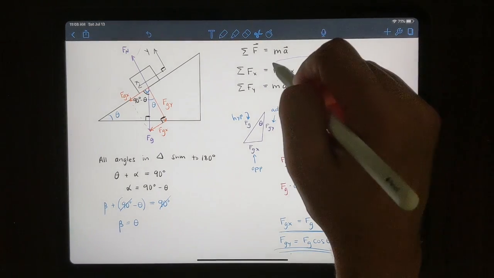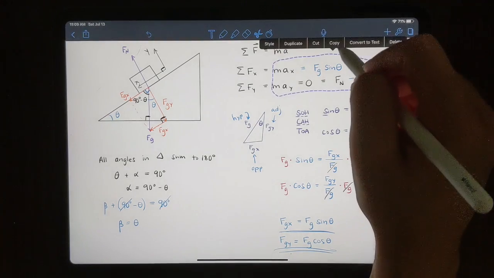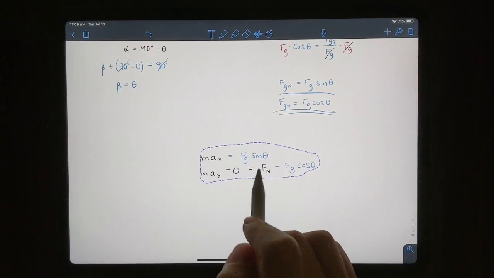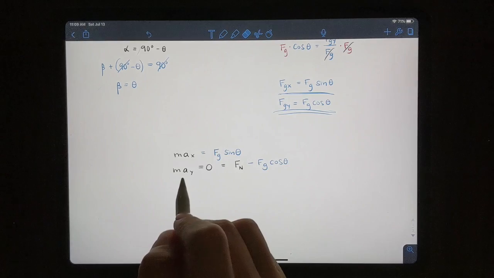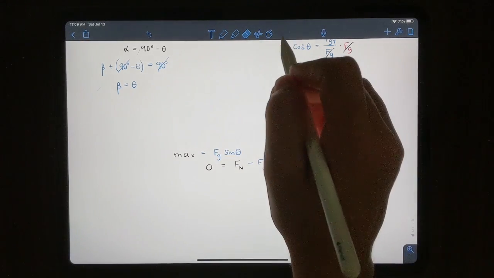Excellent. So now we're ready to start solving for things. So I'm going to copy and paste these down here. I'm going to get rid of this one and keep this.